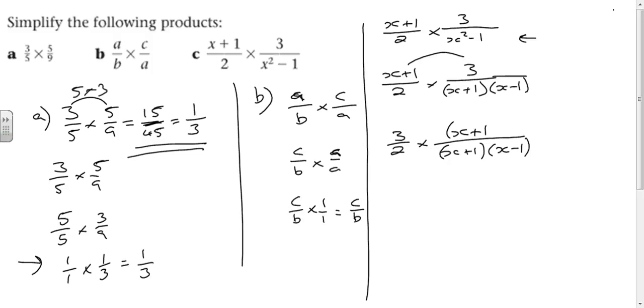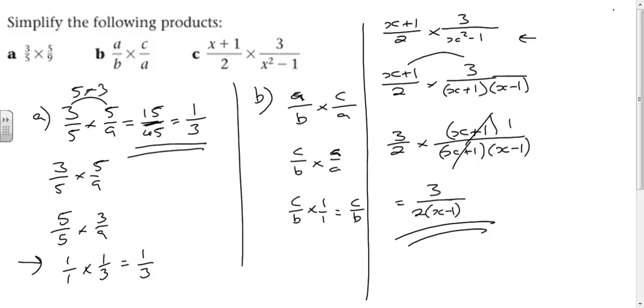Now if you've got something on the top, you can stick it all in brackets. So we've got x plus 1 on the top and x plus 1 on the bottom. So because we've got rid of everything on the top, we replace it with a 1. So now we've got 3 times 1, which is 3 on the top. And then we've got 2 lots of x minus 1. We don't need to simplify that, we don't need to multiply it out. So we can just leave this as the answer.